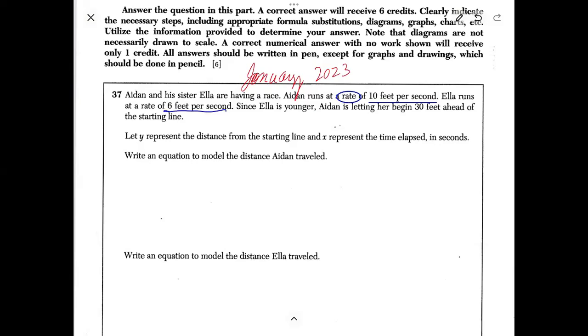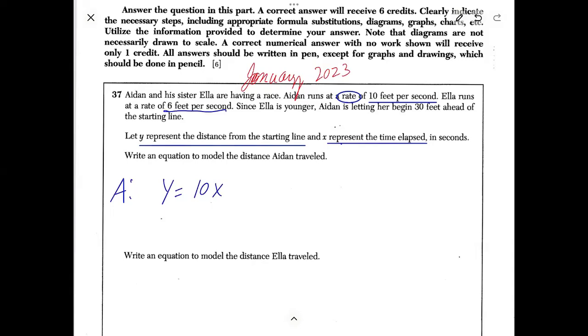It says since Ella is younger, Aiden is giving her a 30 feet head start, basically. And it says let Y represent the distance from the starting line, and X is the time elapsed. So we're going to have two equations. Aiden's equation, I'm going to write it as a function. Oh, no, I can't. They gave me what they want. I can do this. Aiden is going to be Y equals, what's his slope? It's 10 feet per second. So it's going to be 10x.